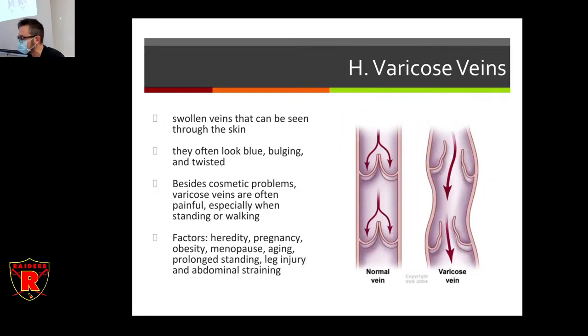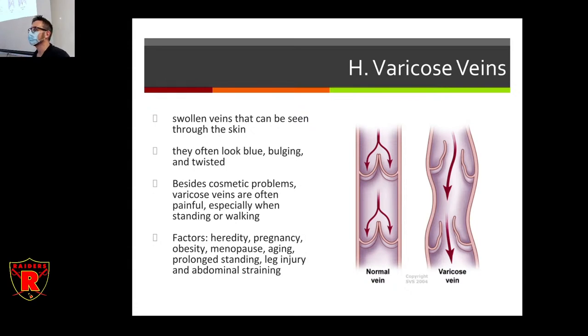Okay, last one that's on your sheet is probably varicose veins, right? Are they on there? Okay, so we talked previously about this idea of valves, right? Blood goes up in the vein, falls back on a valve. Up a little bit, falls back on a valve. Up a little bit, falls back on a valve.